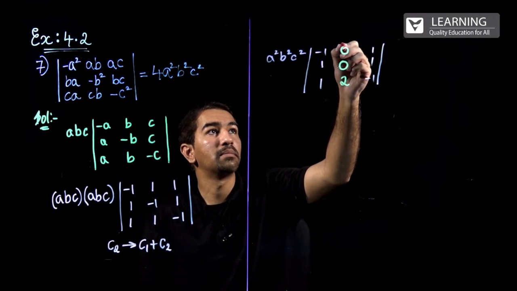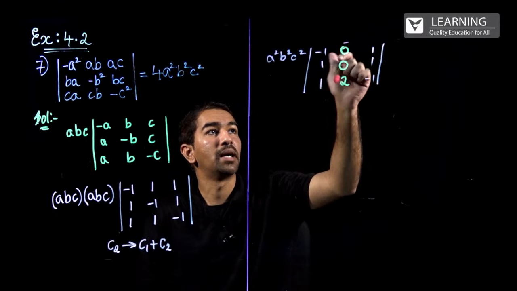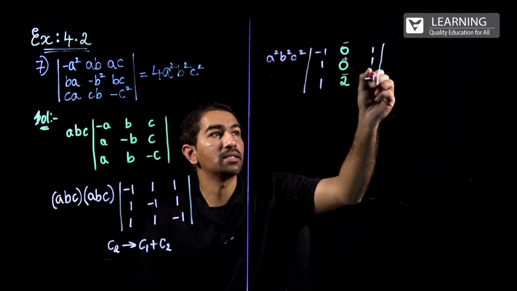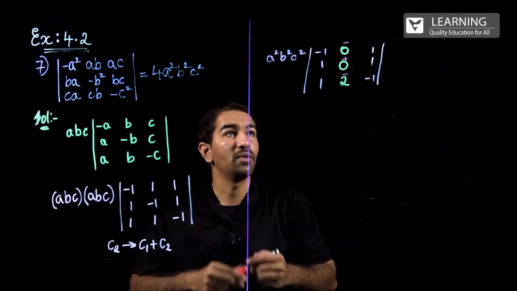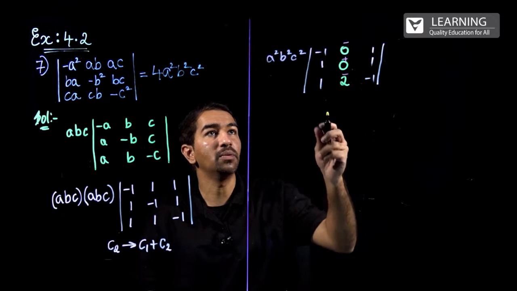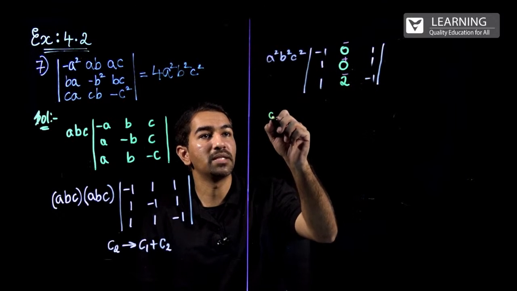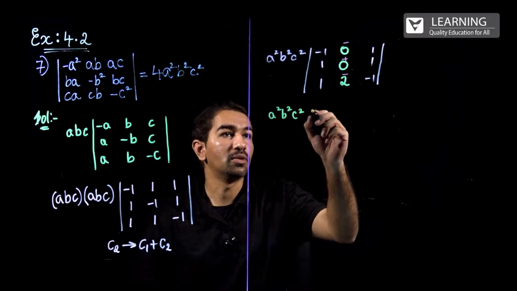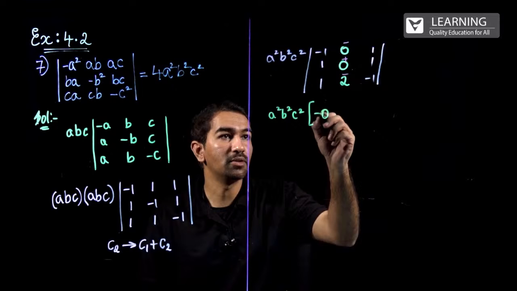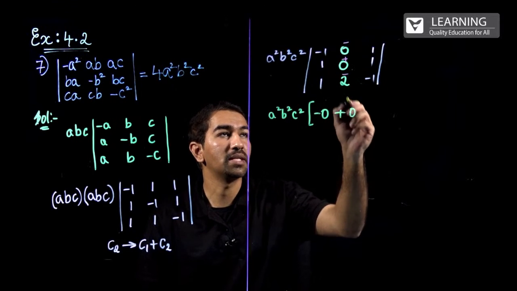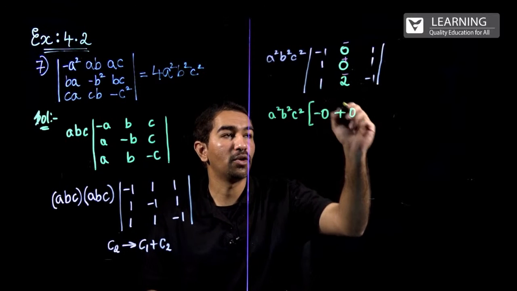So plus, minus, plus, minus, plus, minus, plus, minus, plus. Okay. Now evaluate or expand this determinant with respect to column 2. What will happen? So a square, b square, c square as it is. Minus 0 into anything is 0 only, plus 0 into anything is 0 only. Now what do we have here?